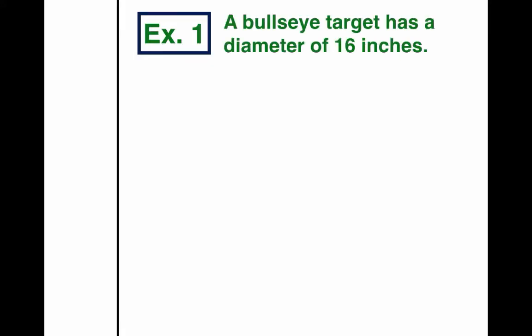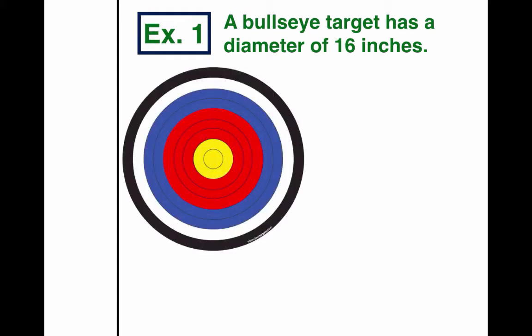Alright, so let's try a problem. Let's say you had a bullseye target with a diameter of 16 inches. Have you ever played darts before and had to throw darts at a bullseye? Well, that's what I'm talking about here. Here's your dartboard. And your bullseye target has a diameter of 16 inches, and we want the area of this target. So the area is going to be pi r squared.